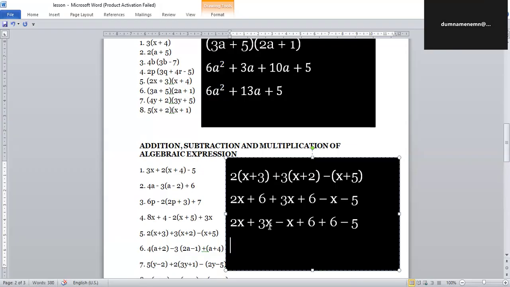So 2x plus 3x is 5x. 5x minus x, you're going to have it to be 4x. 6 plus 6 is 12. 12 minus 5, you're going to have it to be 7. That is our final answer for question 5.